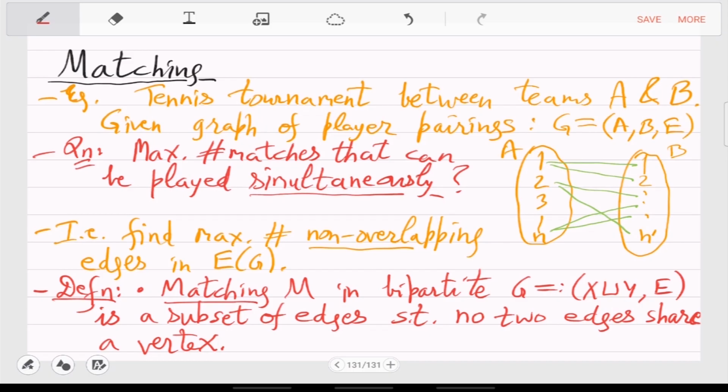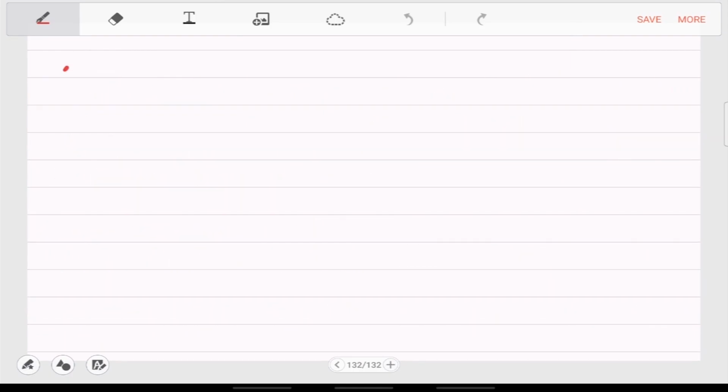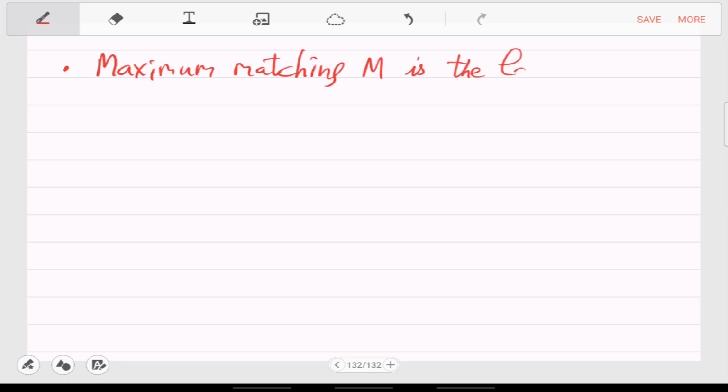And maximum will be when you make the size of M maximum. So a maximum matching M is the largest possible in size, in number of edges.